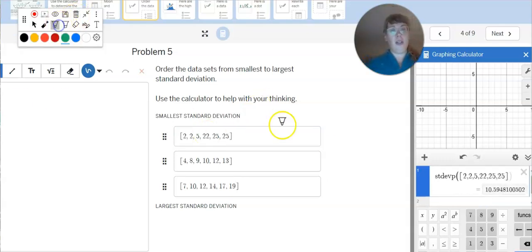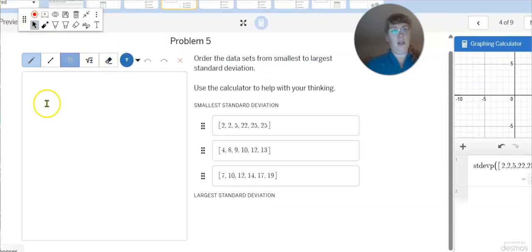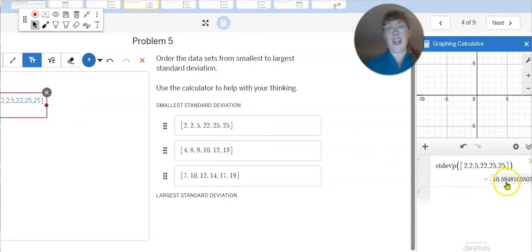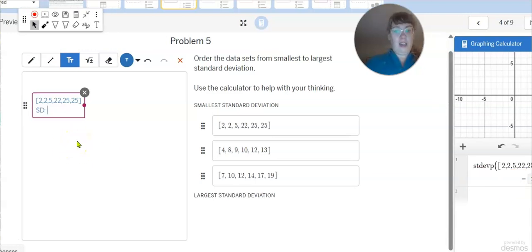For the first one, I get... well, here, let me type it in over here. The first data set is 2, 2, 5, 22, 25, 25, and you can see that's pretty spread out. When we typed it in the calculator, we got 10.59. Standard deviation is 10.59.